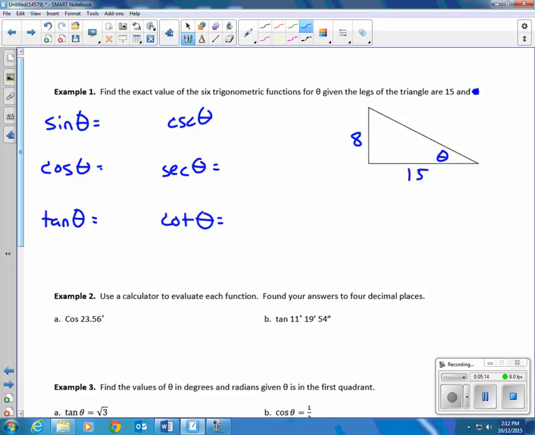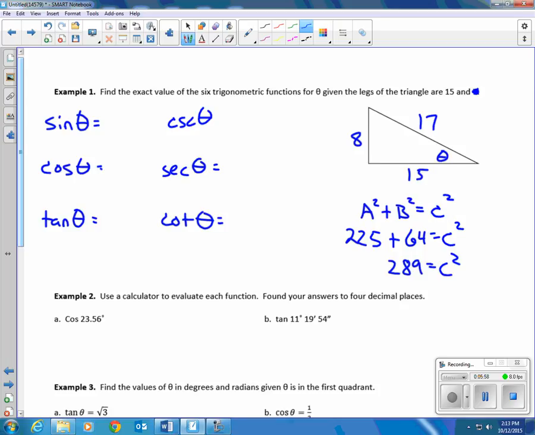Okay, what other value do I need to find in order to write these six? The hypotenuse. How do I find the hypotenuse? I use the Pythagorean theorem. Pythagorean theorem says a squared plus b squared is equal to c squared. Take a and square it, 225. Does it matter what I call a, whether I call it 8 or 15? It doesn't matter. So 225 plus what is b squared? 64 is equal to c squared. 225 plus 64, 89 is c squared. How do I solve? Square root and you get 17.